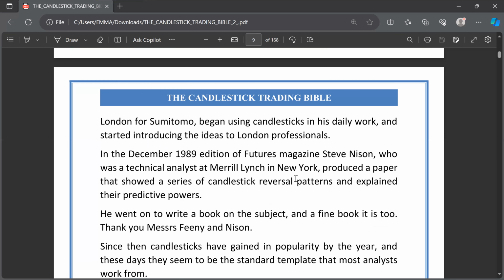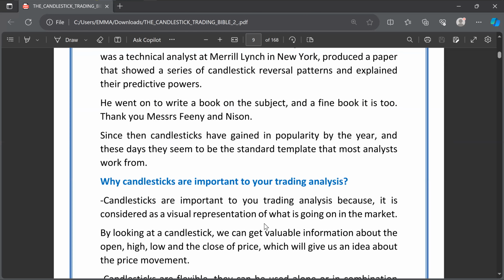Now, let's pick it from here. In the December 1989 edition of Futures magazine, Steve Nison, who was a technical analyst at Merrill Lynch in New York, produced a paper that showed a series of candlestick reversal patterns and explained their predictive powers. He went on to write a book on the subject, and a fine book it is too, thanks to Messrs. Finney and Nison.